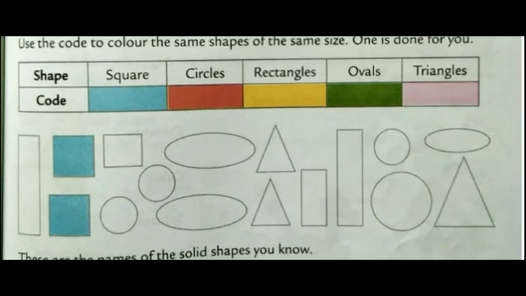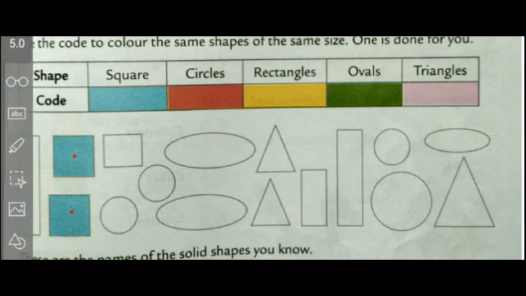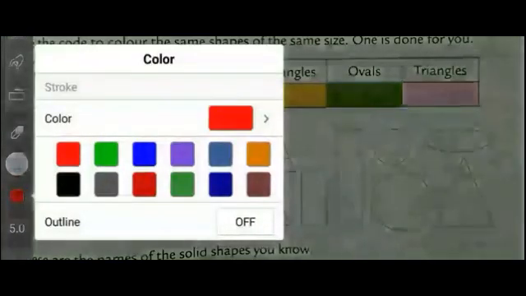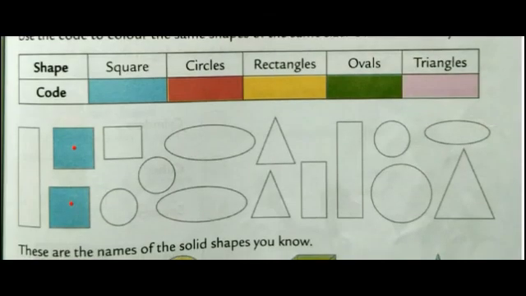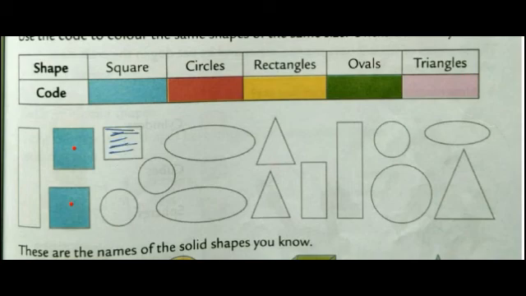Suppose the first one that is given to us is a square. And we have to color the square with blue color. See, two are already done for us. So you have to find out the shapes that are square, and you have to color them with blue color. You can use the color code like blue. Exact blue I don't have, so I'm using this one, and you have to color it properly and neatly.